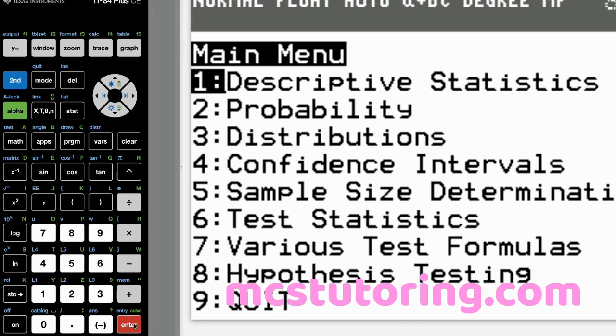So this is great for any kind of stats class. AP stats, I think you guys have access to all the formulas. If it's university or college stats or regular stats, you might not. So let me show you how this can help you.